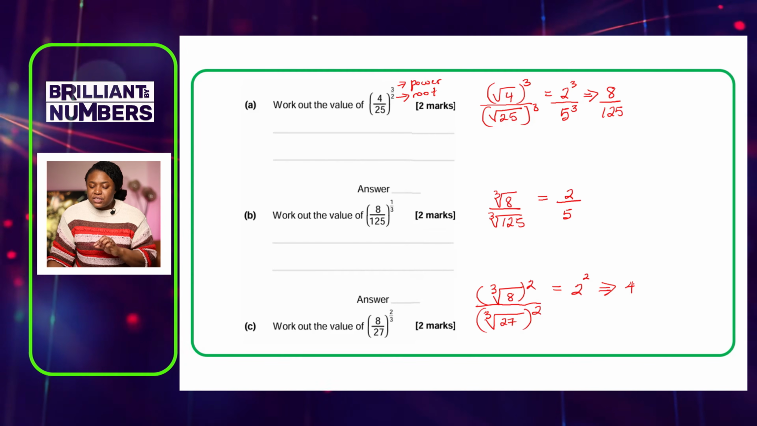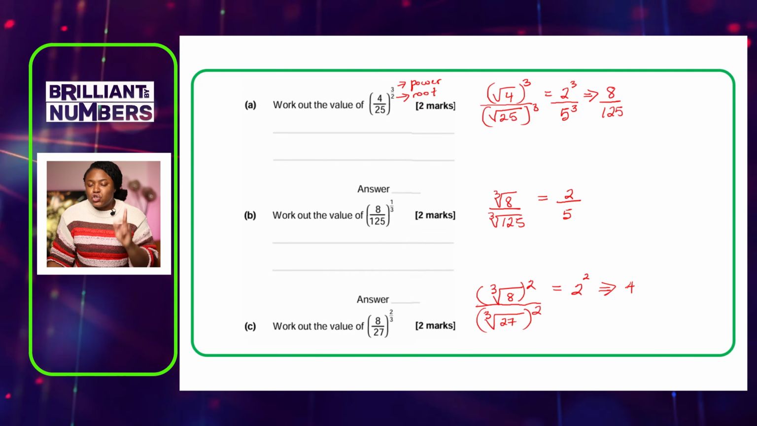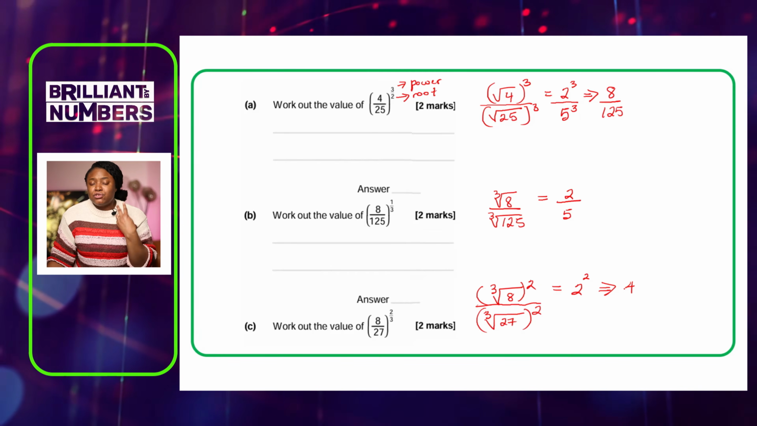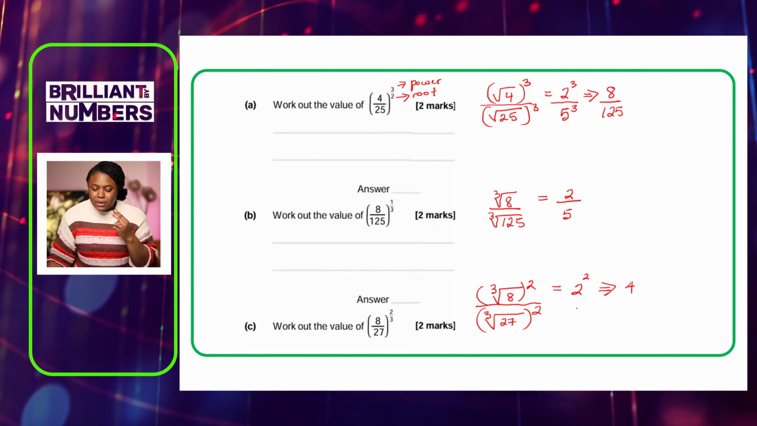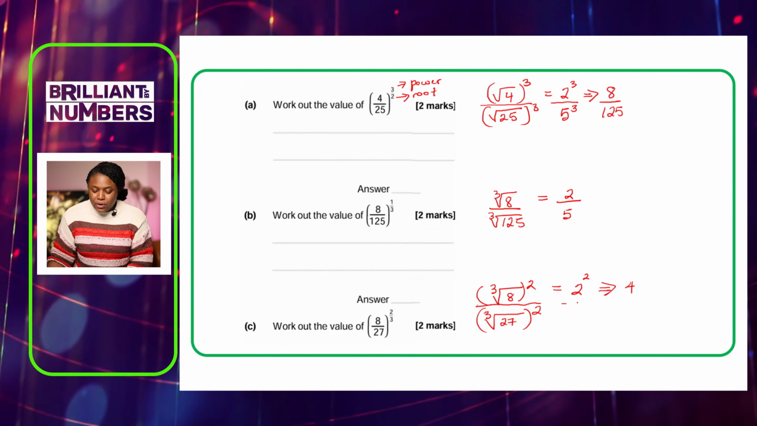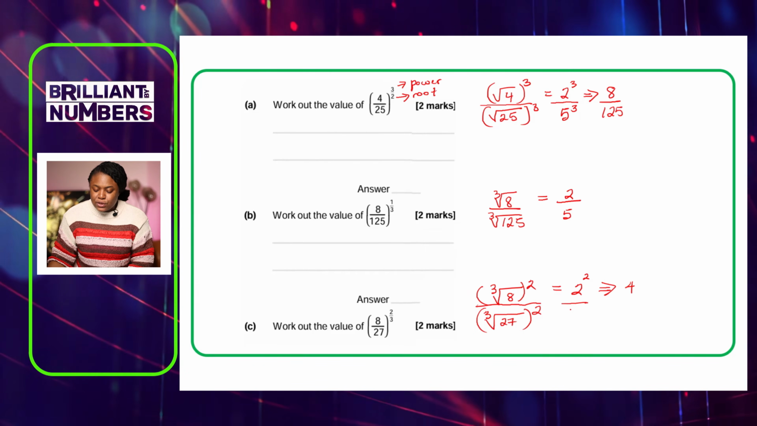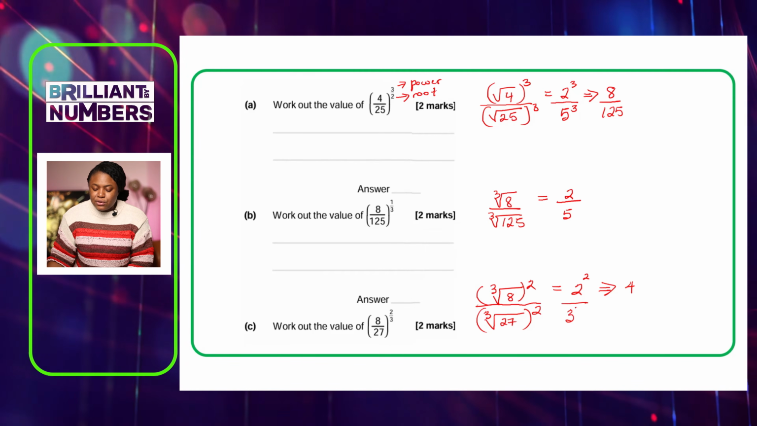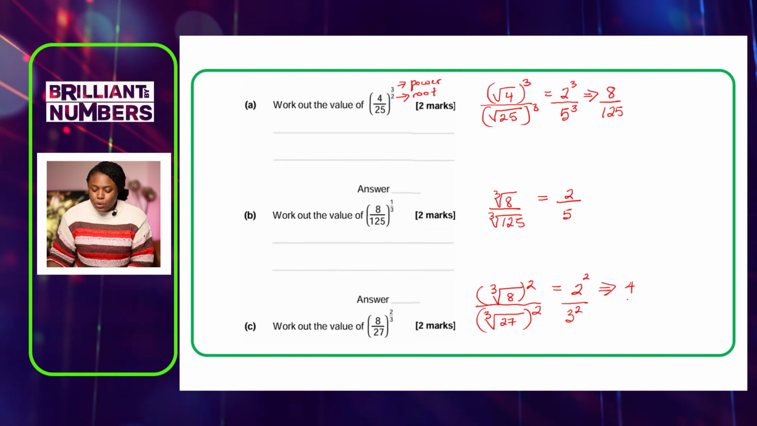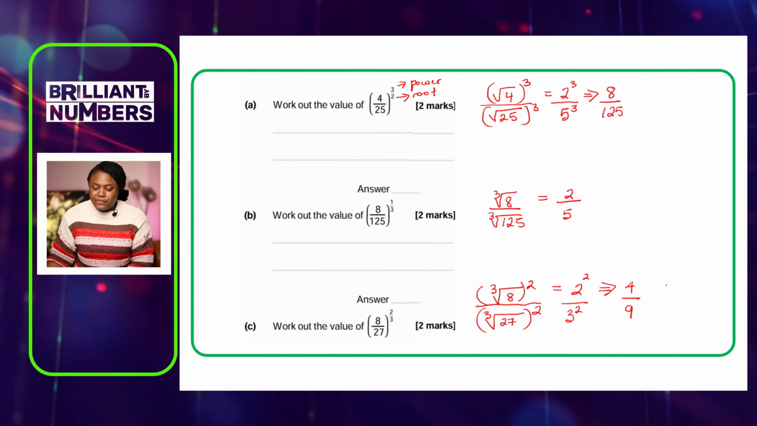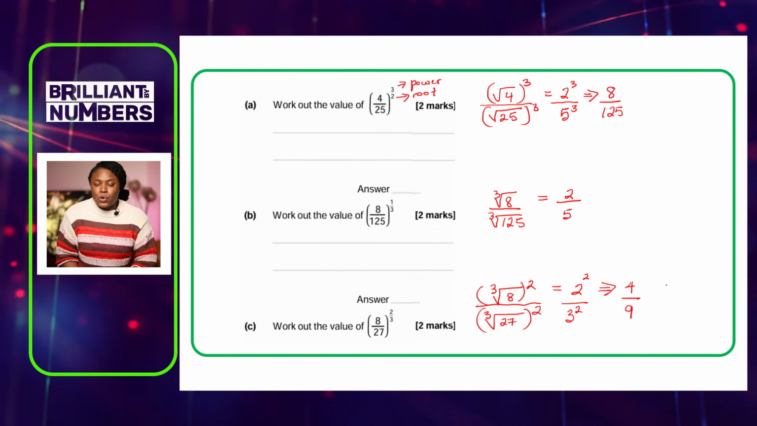Notice I put arrows instead of equal sign. It's not mathematically correct to have two equal signs in the same sum. So therefore, I need to cube root 27, which is 3. I then need to raise that to the power of 2, which gets me 9. So the final answer is 4/9.